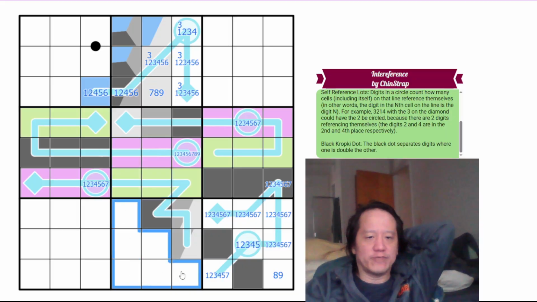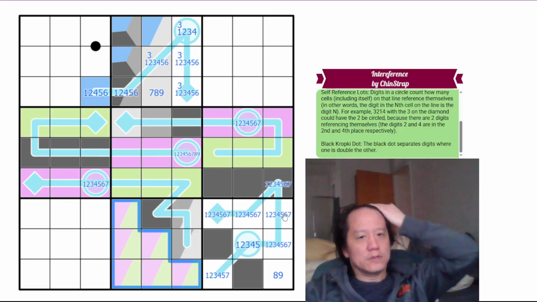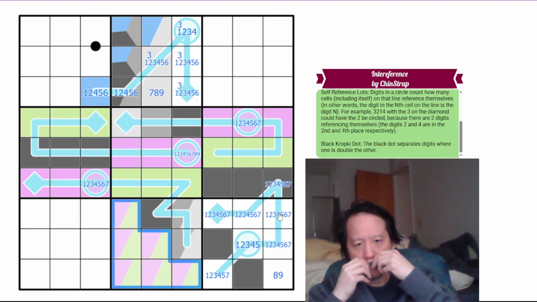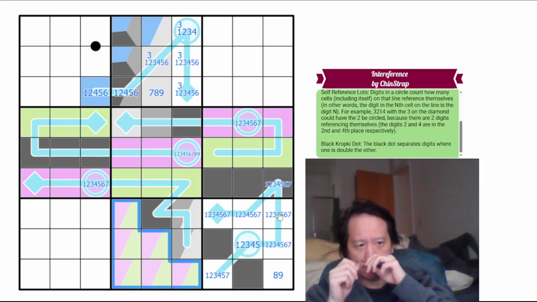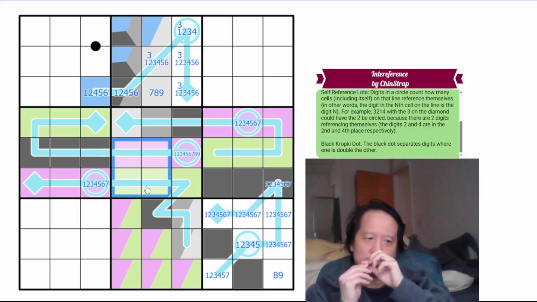These have to be some combination of pink and green cells. Interesting. So 3 of the digits from 1 through 6 are guaranteed to be these cells. We don't know which.